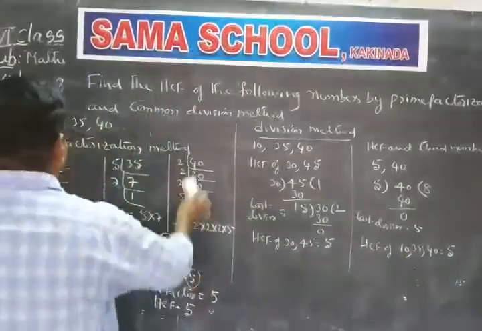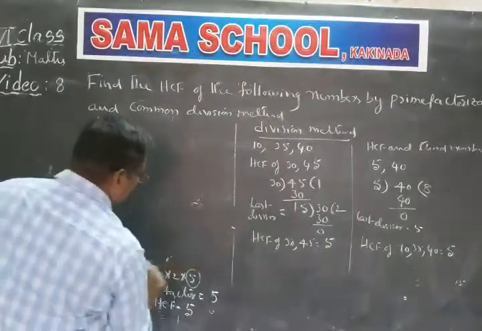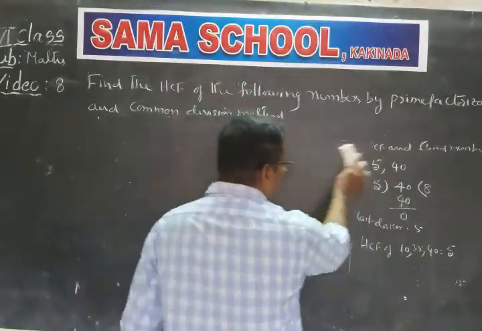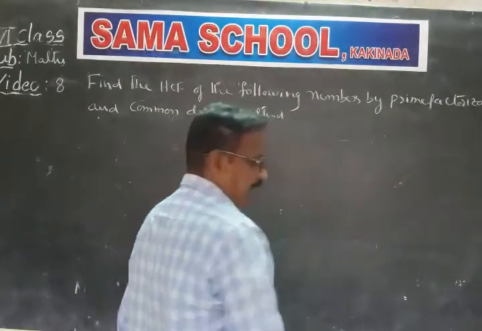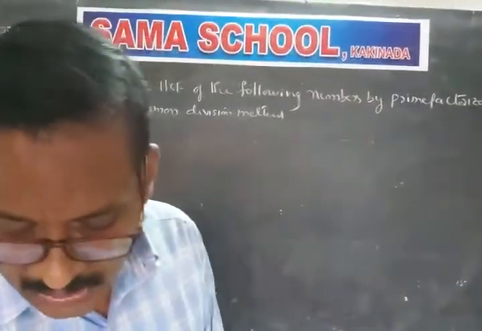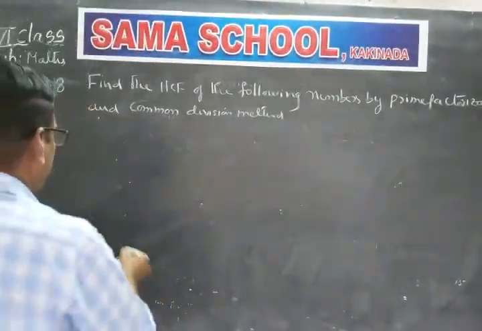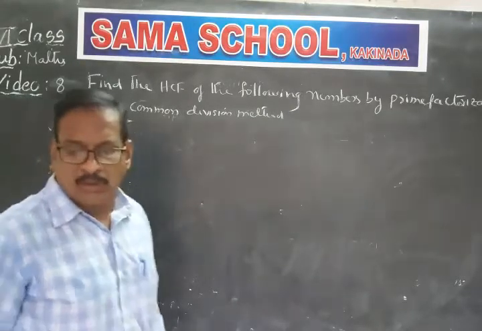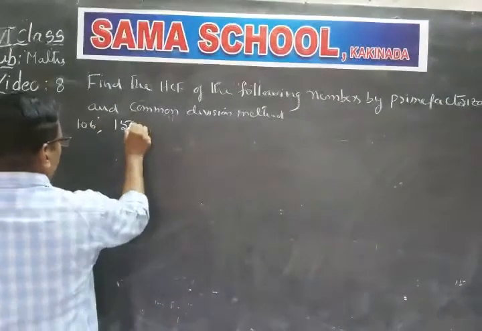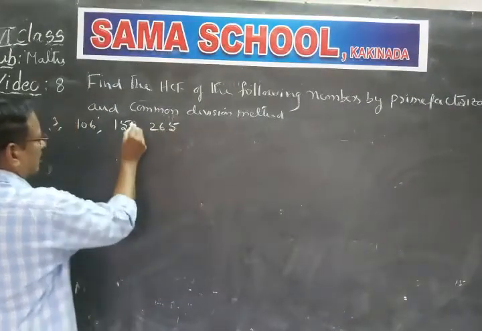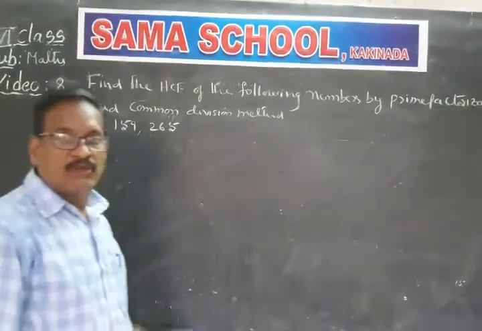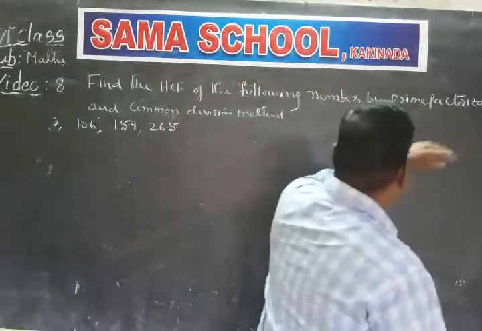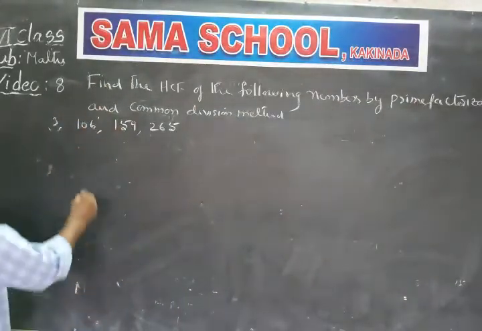Now another sum, the third sum. Here also you find the HCF by the prime factorization method and the division method. We have already learned how to find it. The third sum is 106, 159 and 265. Find the HCF of the following numbers by prime factorization and common division method. First, prime factorization. Now 106.